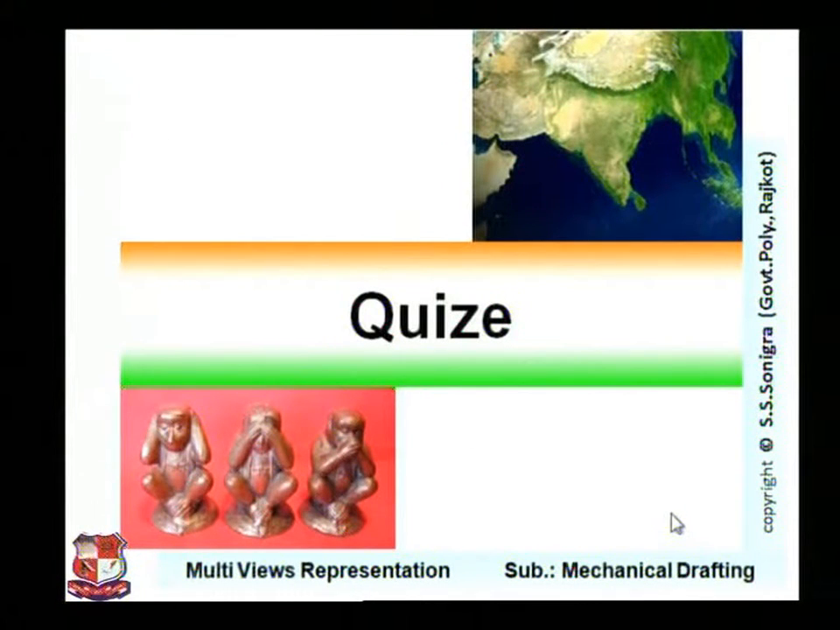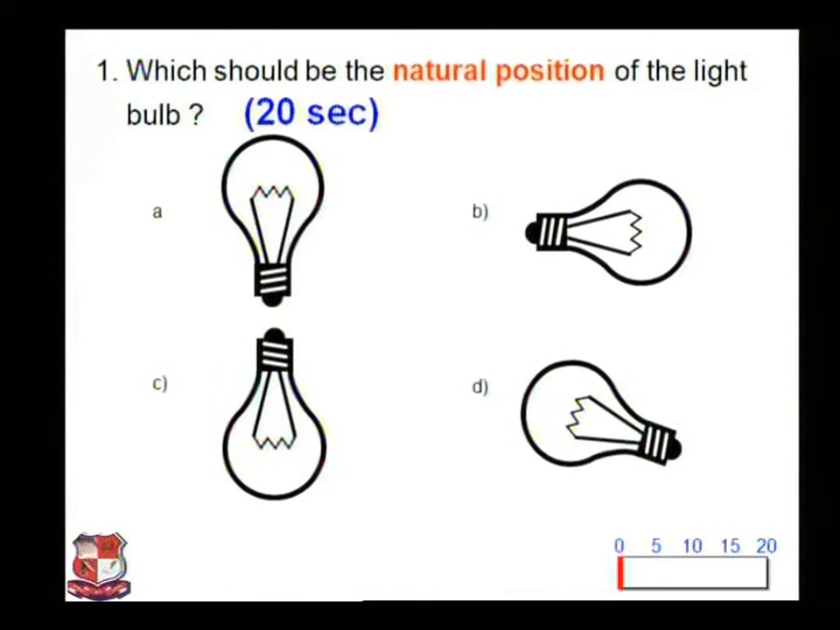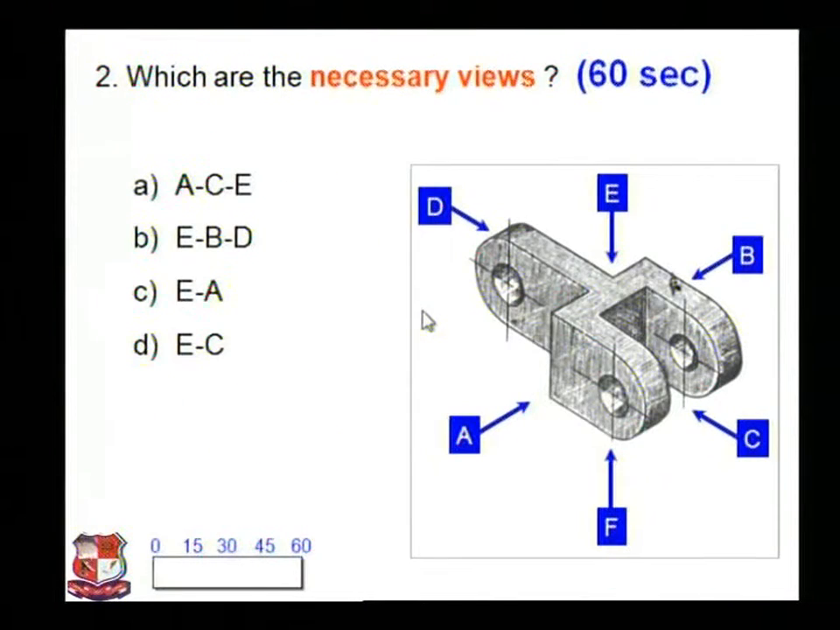Now one quiz showing some important aspects which we have discussed today. First one, which should be the natural position of the light bulb, A, B, C or D, in which we can draw easily this object. Yes, this A is the best representation of this object, and hence this A size of object should be drawn.